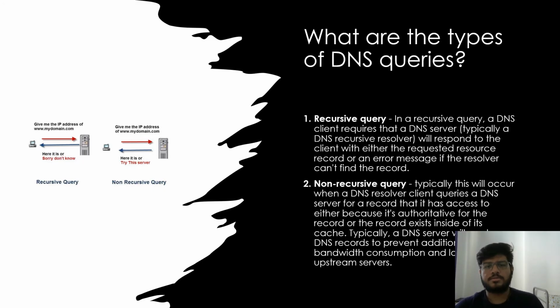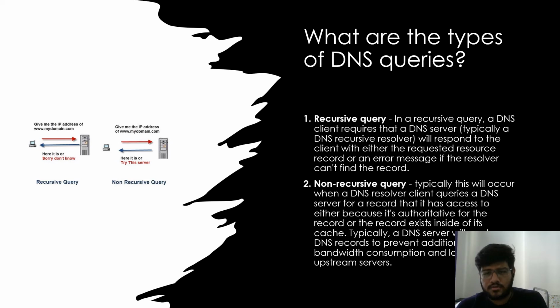Now, what are the types of DNS queries? Let us differentiate between recursive and non-recursive queries. First of all, a recursive query. In a recursive query, a DNS client requires that a DNS server, typically a DNS recursive resolver, will respond to the client with either the requested resource record or an error message if the resolver can't find the record.